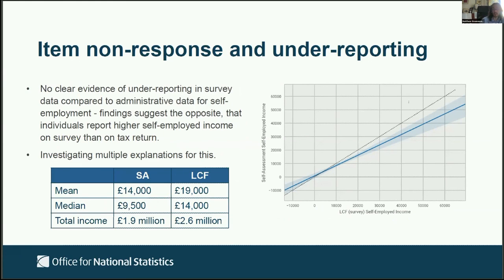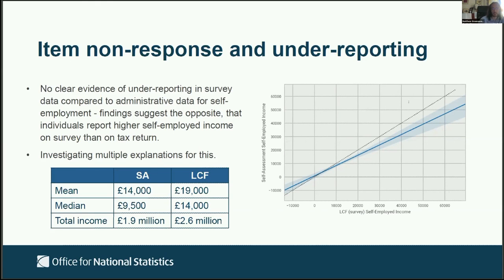So the research question here is, for self-employment income, is there evidence that, particularly for high income individuals, they are underreporting their income on a survey as compared to self-assessment admin data? And actually what we found is the opposite: more or less across the board, high income individuals are reporting larger values for self-employment income in the survey than they do in their self-assessment returns, even though in the survey we ask them to refer to their self-assessment returns and refer to a particular figure.